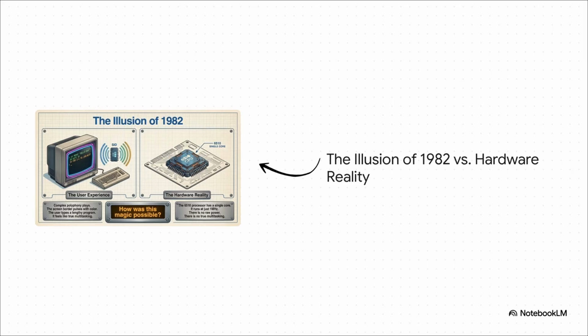But the harsh hardware reality? Well, the heart of this machine is the 6510 processor. It has a single core, it runs at just 1 megahertz, and it executes exactly one instruction at a time. There is absolutely no raw power here, and there's no true multitasking operating system running under the hood. So, how in the world do we bridge this massive gap between illusion and reality?